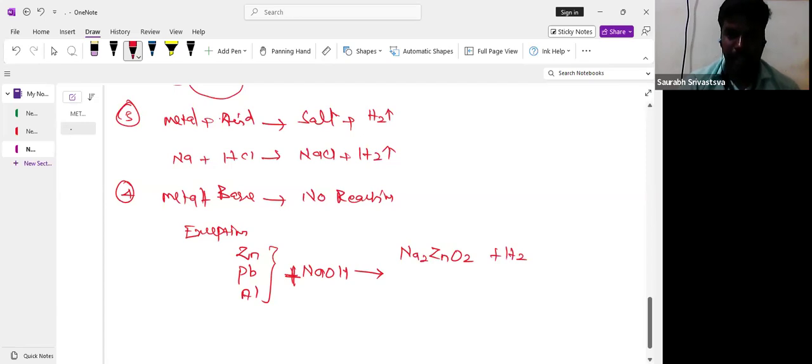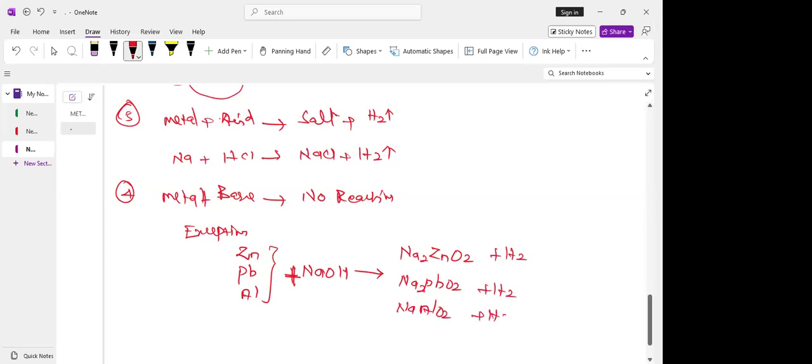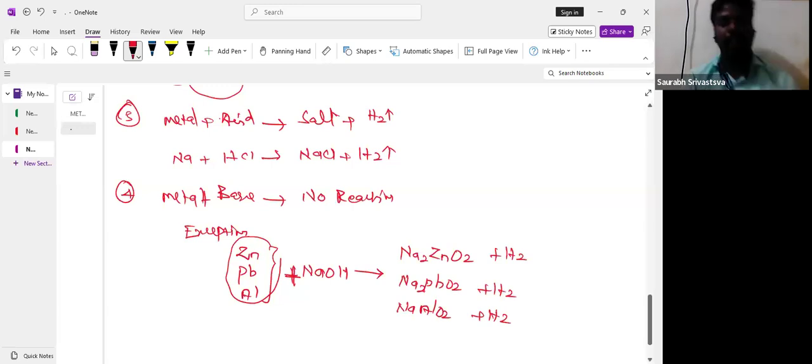Next one, Na2PbO2 plus H2. Next, NaAlO2 plus H2. Only these 3 elements will react with the base. Remaining, none of the elements will react with the base. Understand?